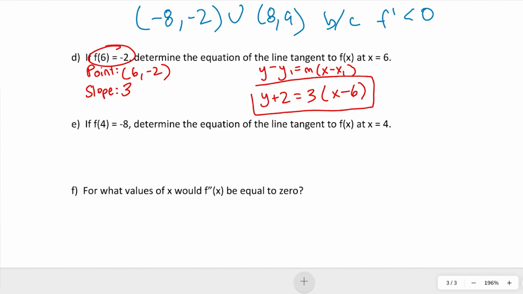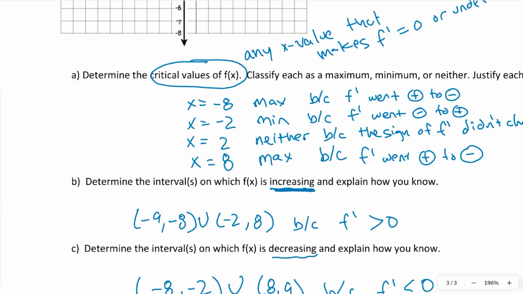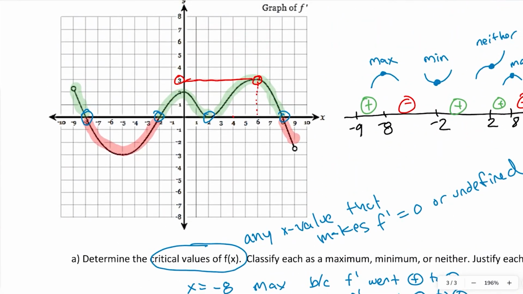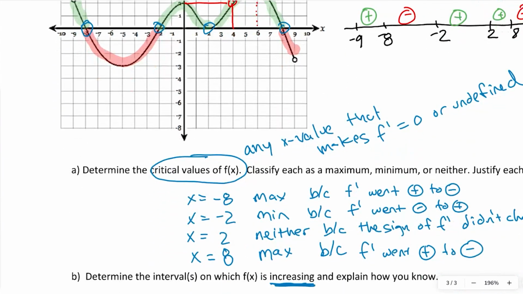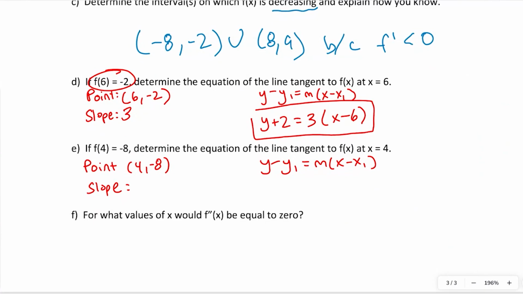E will be worked really the exact same way. We just have a different point here. Our point is 4 comma negative 8. Our slope is to be determined. We're still going to write this in point slope form. So let's find the slope when x is 4. Go back up here. X is 4. Looks like the slope is 2. So once we have that slope, we can write our equation. Y plus 8 equals 2 times x minus 4.